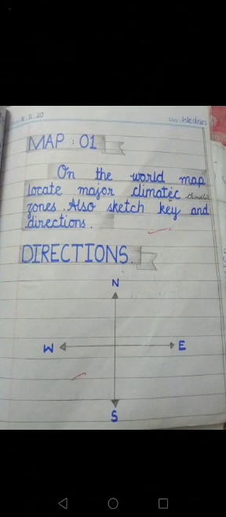Okay, map number 1, the question of the map is, on the world map, locate major climatic zones. Also sketch key and directions. After the question, you will give the heading of directions in very neat and clean handwriting. Then look at the direction. You will draw with pencil. To the right we have east, on the top we have north, to the bottom is south, and on the left is west.